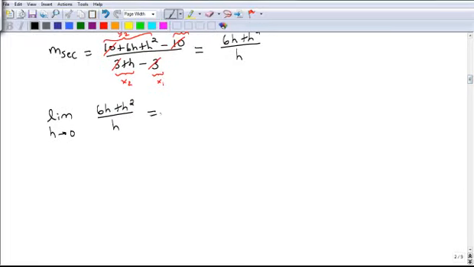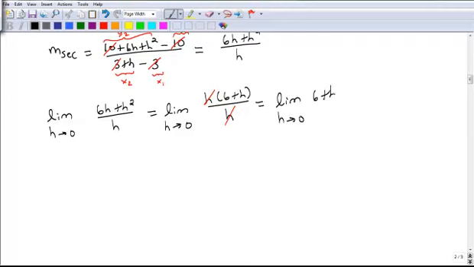Well, I can factor this. Remember, when you're calculating a limit, you can plug in. In this case, I can't plug in because I get a 0 on the bottom. If that happens, you should try to factor this, because after you factor it, you may be able to plug in. I can factor an h out of the top. It'll cancel the h on the bottom. And this turns out to be the limit as h goes to 0 of 6 plus h.